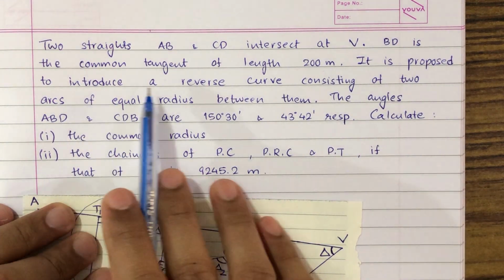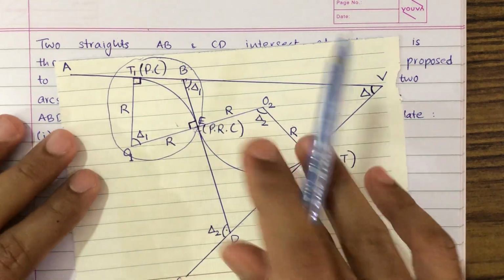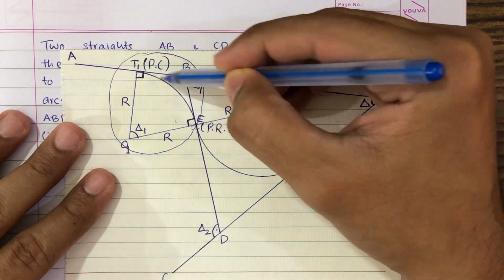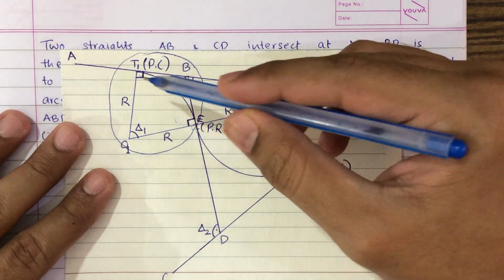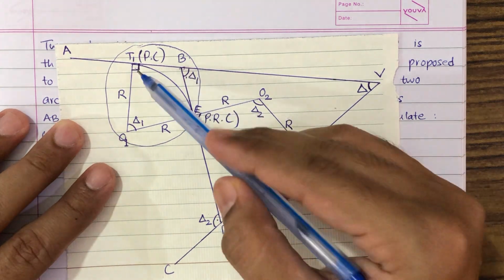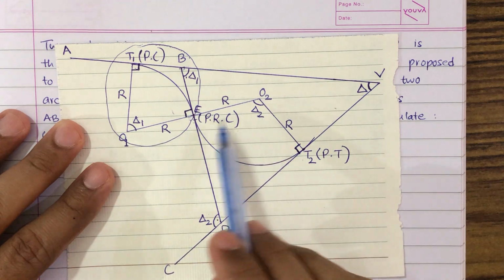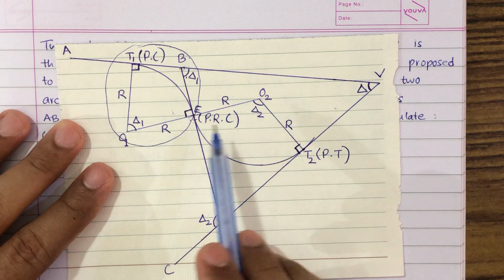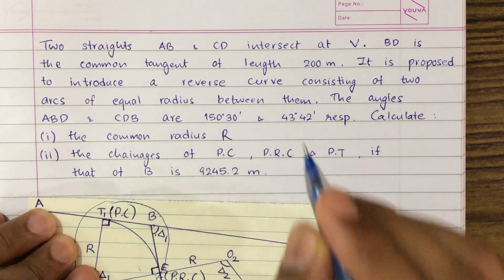It is proposed to introduce a reverse curve consisting of 2 arcs of equal radius between them. Now a reverse curve has 2 arcs. This is the first arc, and this is the second arc. It is introduced between these 2 straights and it has equal radius. Both the arcs have equal radius, so we have denoted it by capital R. That is what we have to find out, the common radius, capital R.